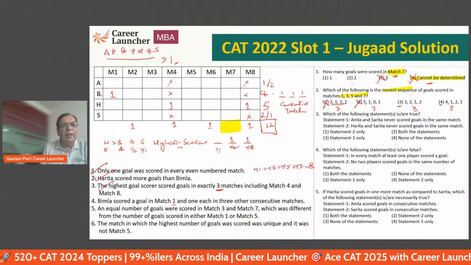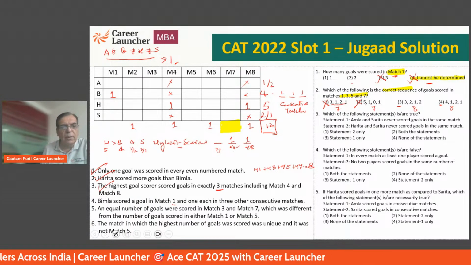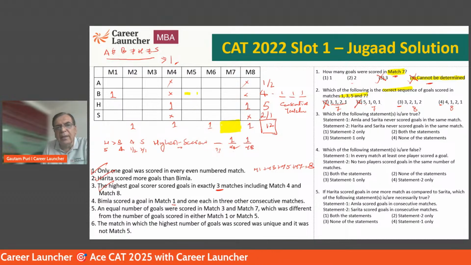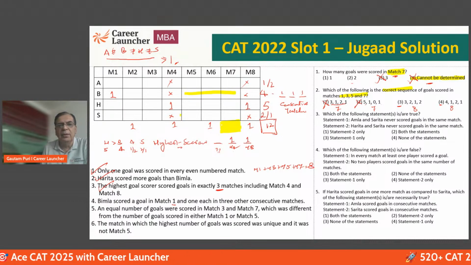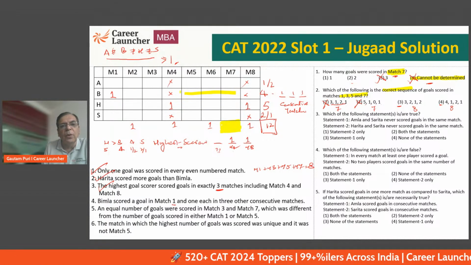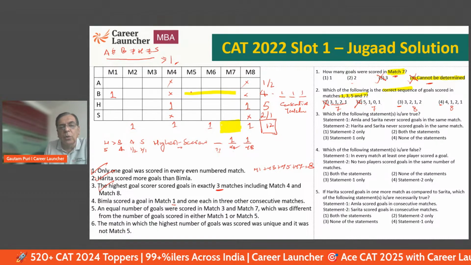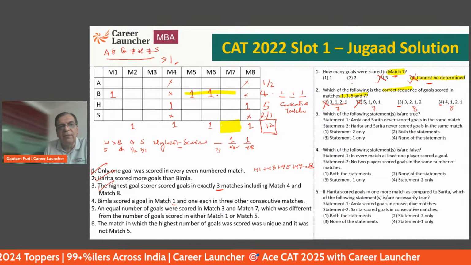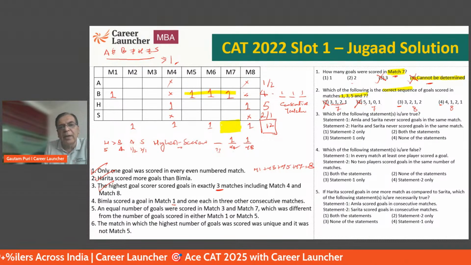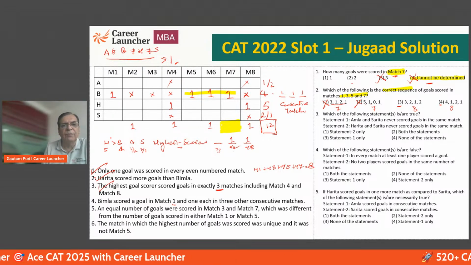Now let's look at this lady called Bimla. We know she scored in 3 consecutive matches. That means the only place is matches 5, 6, 7, because 2, 3, 4 or any other combination is not possible. That means she has scored 1 goal in match 5. Bimla has scored 1 goal in each of matches 5, 6, 7. That means nothing in match 2 and match 3.